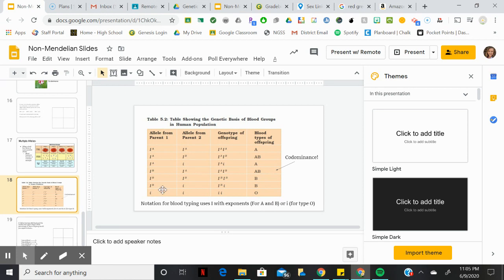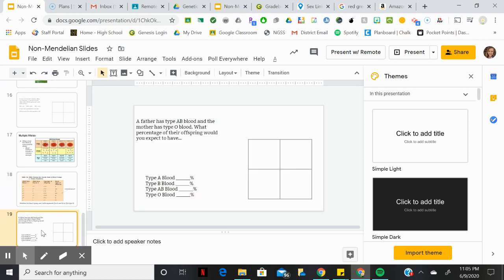So blood typing is unique because it's an example of multiple alleles, right? There's IA, IB, and little i, but then it's also an example of codominance as well. So let's do a practice problem. A father has type AB blood and the mother has type O blood. What percentage of their offspring would you expect to have all the different blood types?